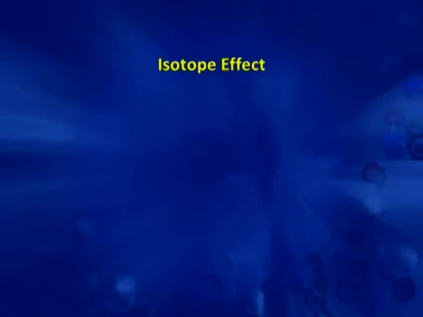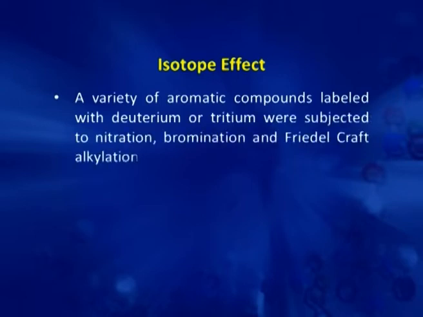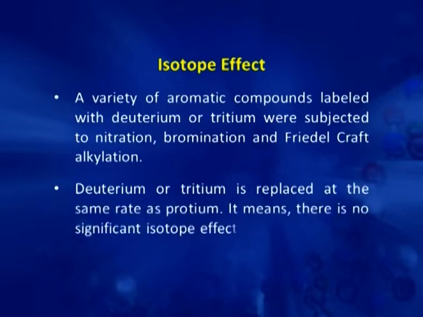Now, to prove whether the mechanism is two-step or one-step, we take the isotope effect. A variety of aromatic compounds labeled with deuterium or tritium were subjected to nitration, bromination and Friedel-Crafts alkylation, that is various electrophilic substitution reactions, and it was observed that the deuterium or tritium isotope of proton H plus is replaced at the same rate as protium, meaning there is no significant isotope effect.